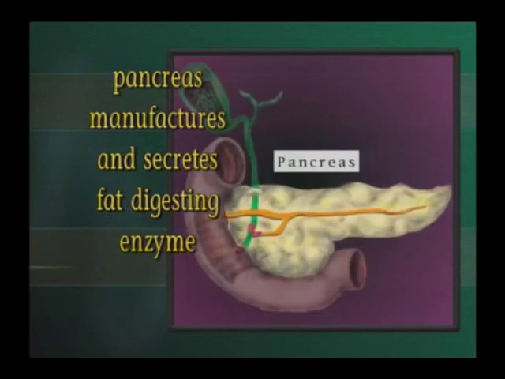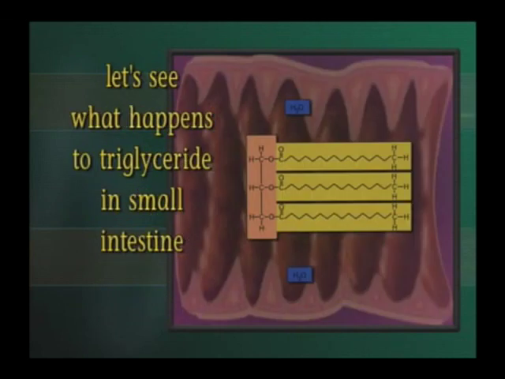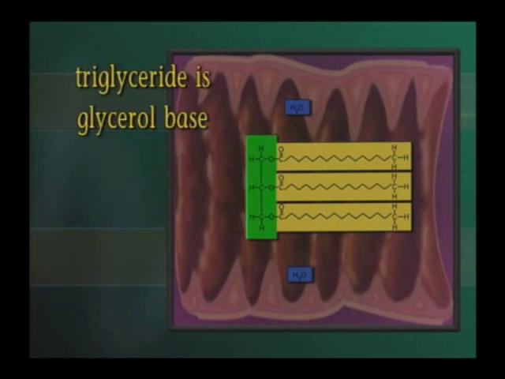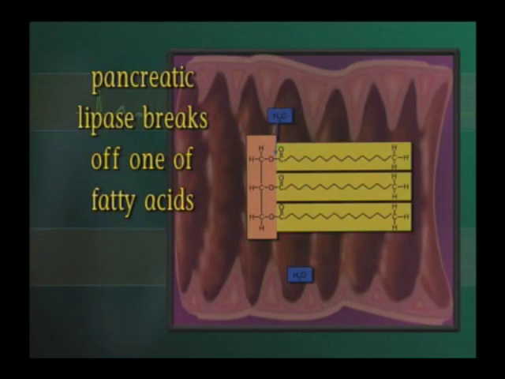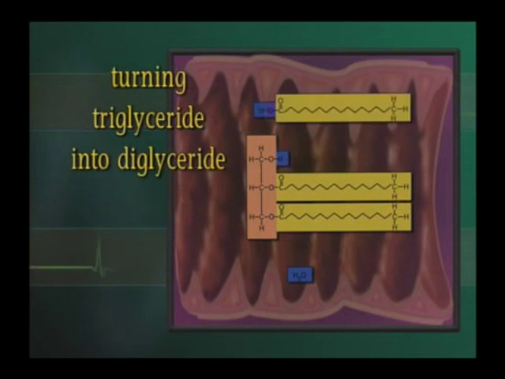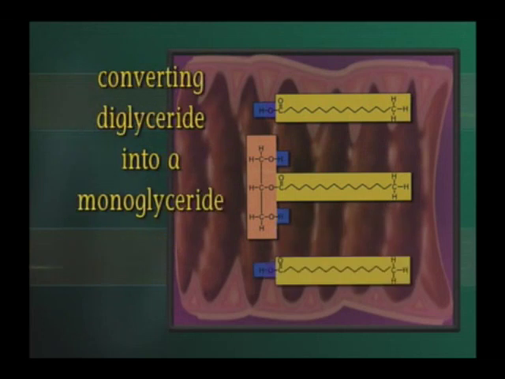The pancreas manufactures and secretes the fat-digesting enzyme pancreatic lipase. Let's see what happens to a triglyceride that finds itself in the small intestine. Remember from earlier that we told you a triglyceride is a glycerol base with 3 fatty acids attached. The pancreatic lipase then breaks off one of the fatty acids, turning the triglyceride into a diglyceride. The pancreatic lipase then breaks off another fatty acid, converting our diglyceride into a monoglyceride.